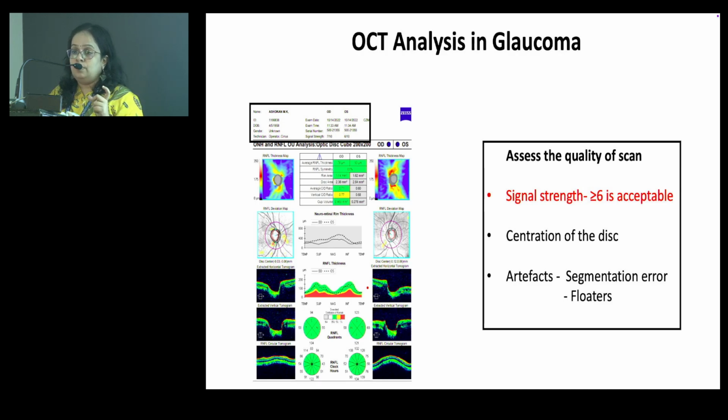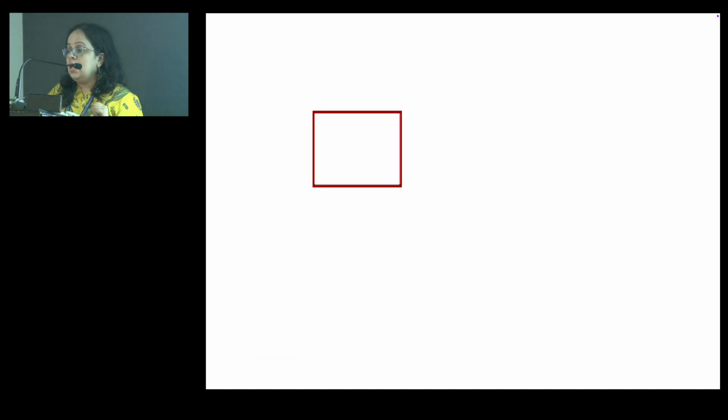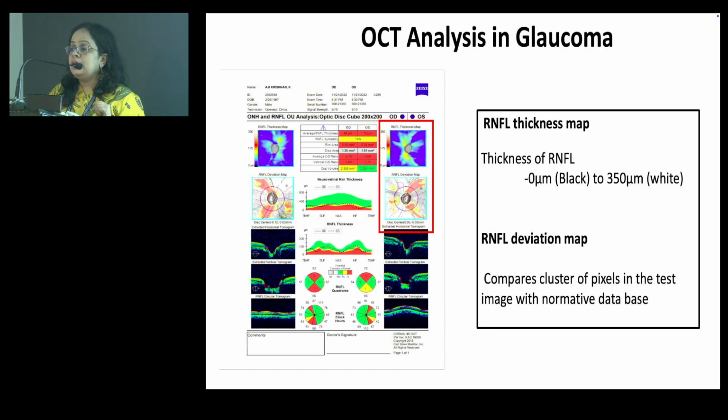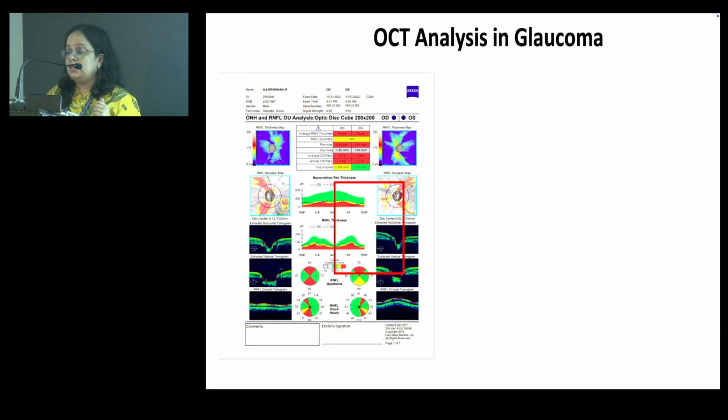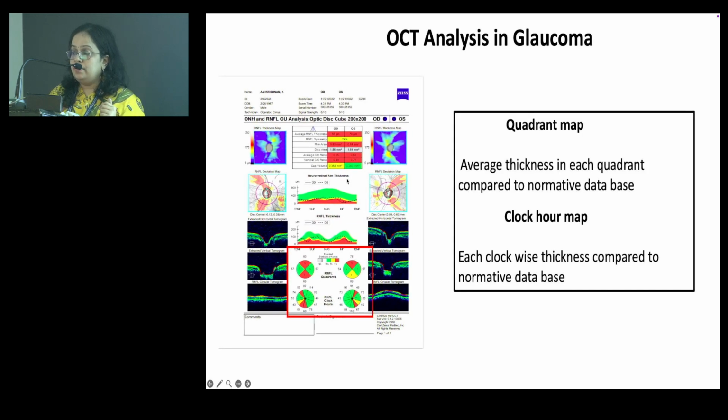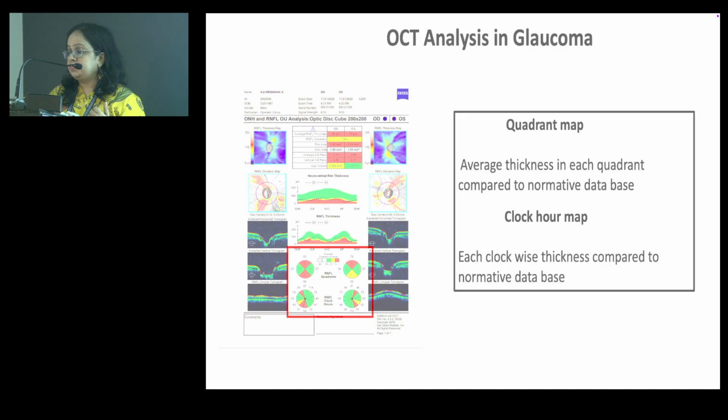So this is the OCT analysis usually done in glaucoma. First, always check the signal strength. Anything more than 6 is acceptable. Centering on the disc should be checked, and look for any artifacts. And there is an RNFL thickness map. This is the absolute RNFL value of the patient, and it is compared with that of normal patients to give an RNFL deviation map that compares the cluster of pixels with the normative database. And here is a quadrant map and a clock hour map, which tells you the values of the patient in each quadrant and clock hour.